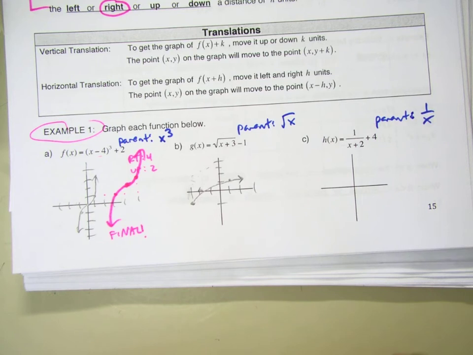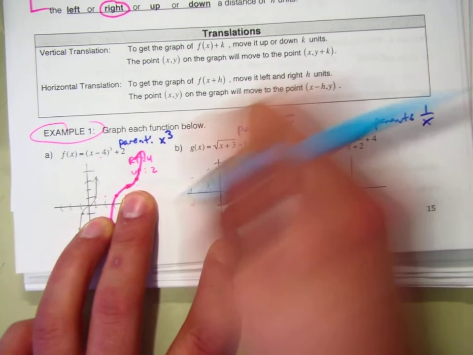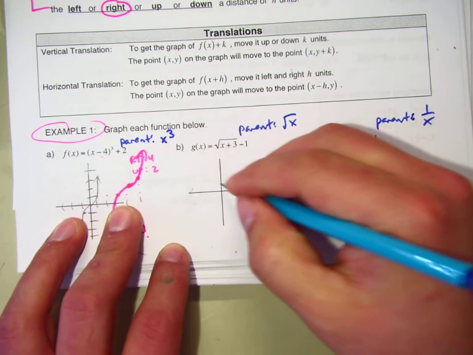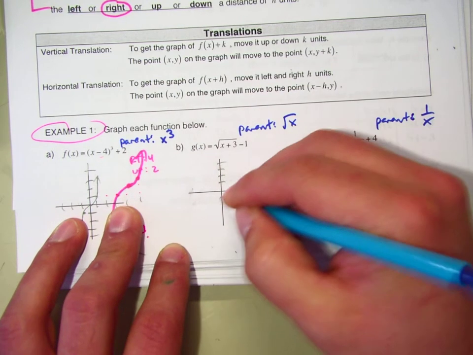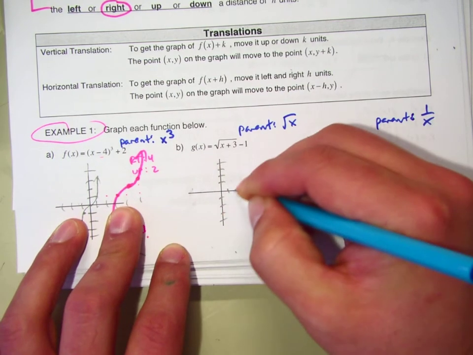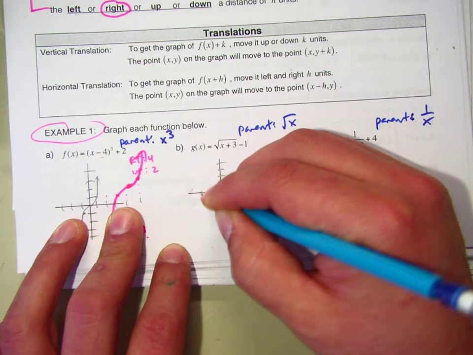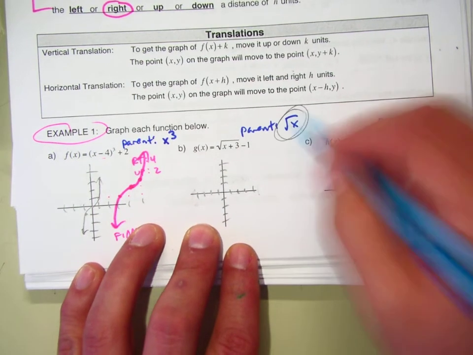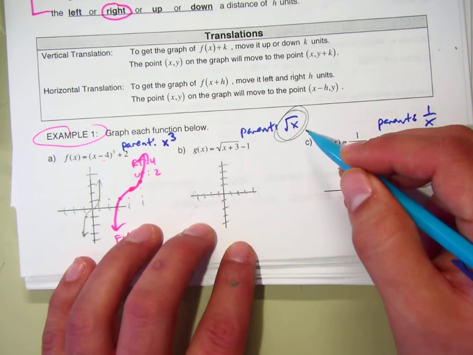Okay? Did you guys get that? Do you want to go through it step by step? Okay. So let's start from the beginning. 1, 2, 3, 4. 1, 2, 3, 4. Okay. So the parent graph is just the square root of x.